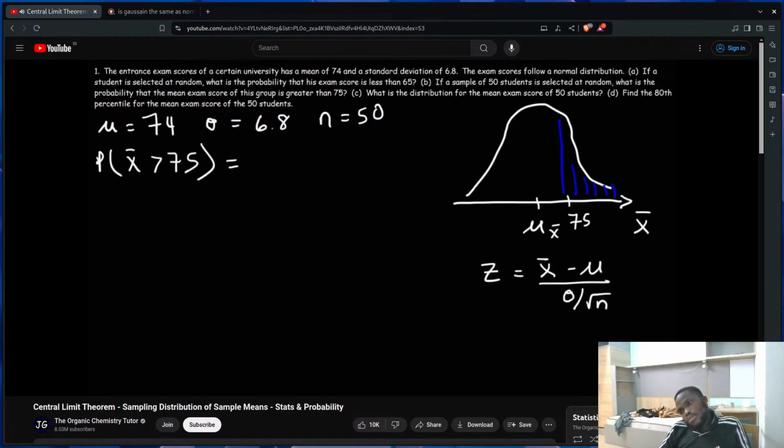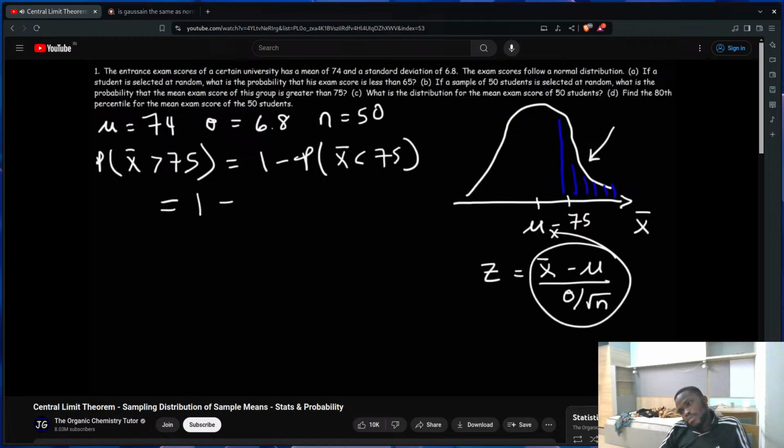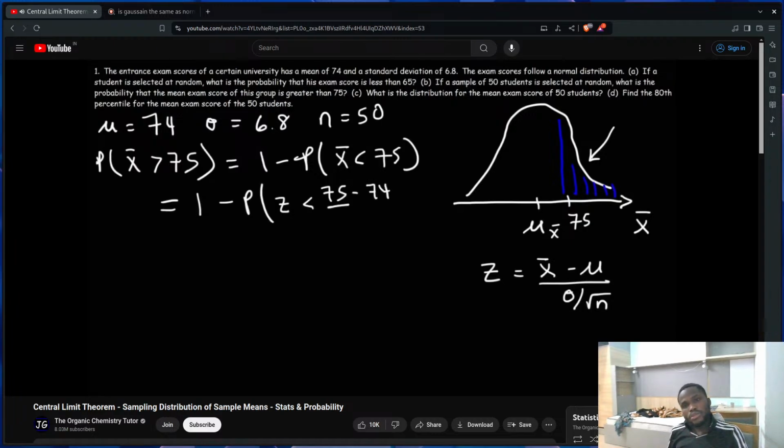So first, to get the probability or the area to the right, it's going to be 1 minus the probability that x bar is less than 75. Because the z table gives us the area to the left. So we have to find the complement of that value. So now let's use this formula to get the z-score. So this is going to be 1 minus the probability that z is less than x bar being 75, minus the mean, mu, which is 74, over the standard deviation, which is 6.8, divided by the square root of n, and n is 50.